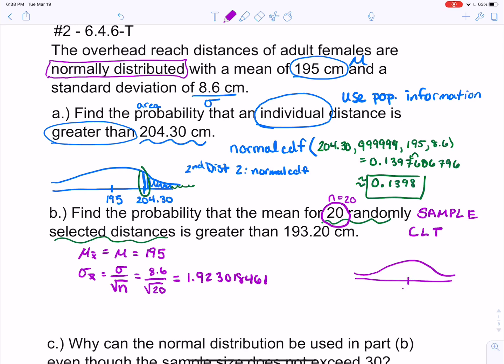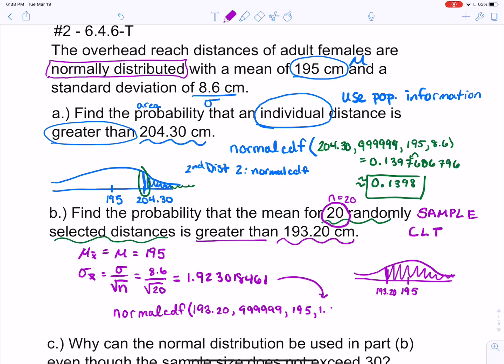So if we're trying to picture what's going on, we still have our normal distribution. The mean is still what they gave us in that original problem, 195, but this time we're looking that it's greater than 193.20. So that 193.20 is down here, and I still want greater than, which is telling me to find the area to the right or above. Because I'm finding area, I'm still going to use that normal CDF. My lower limit is 193.20. I'm still thinking of going towards infinity, but I can't type that in, so I type in a really big number. The mean is still 195, but that standard deviation is what we calculated it to be.